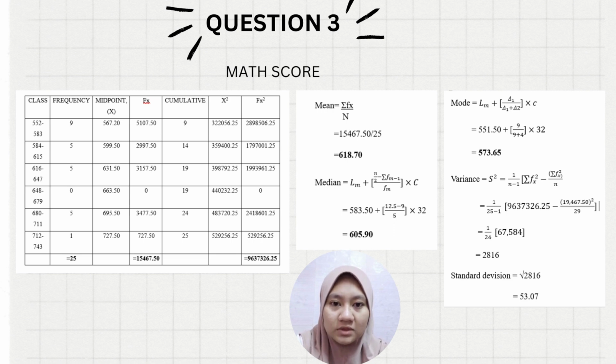Calculate the standard deviation for both. Calculate the median and mode for the maths and English score. So we need to search the frequency f and fx for both. So the answer for the maths score: mean is 618.70, median 605.90, mode is 573.65, variance 2816, and the standard deviation is 43.07.